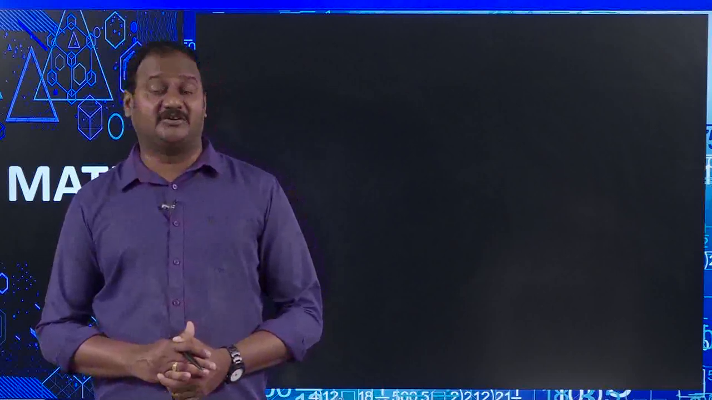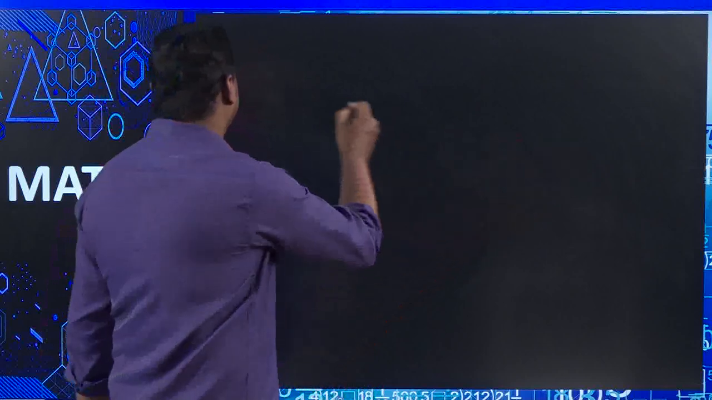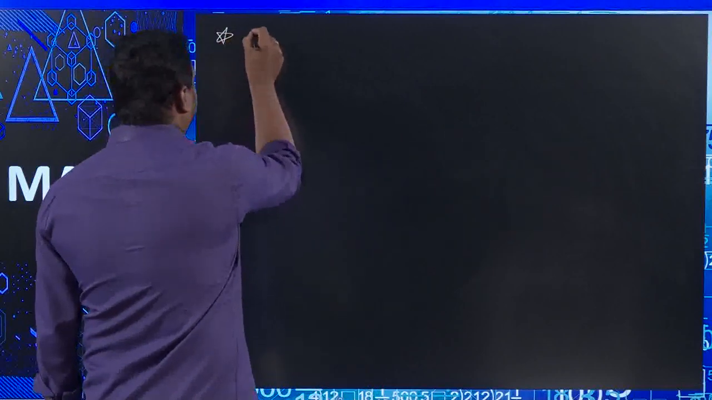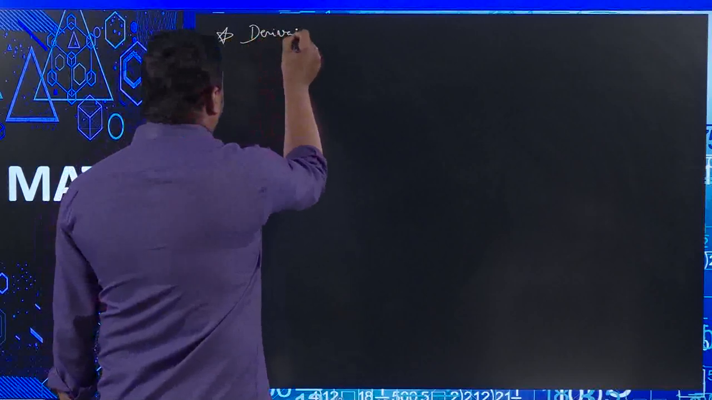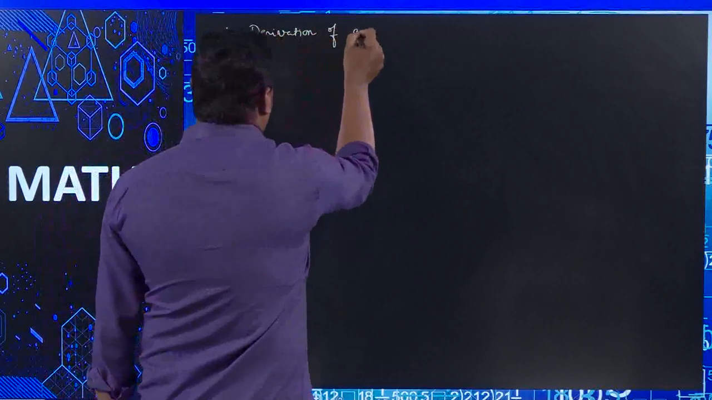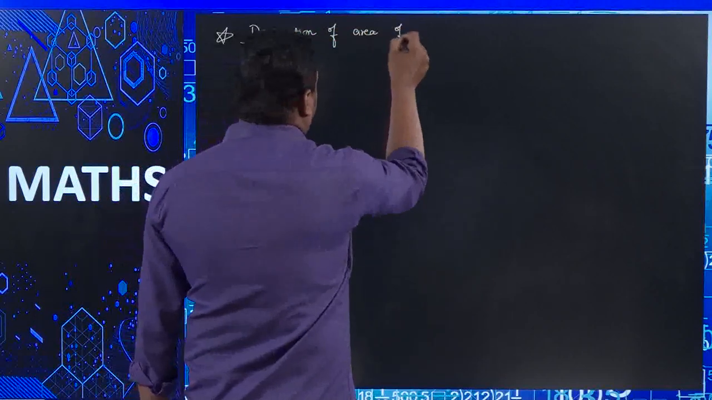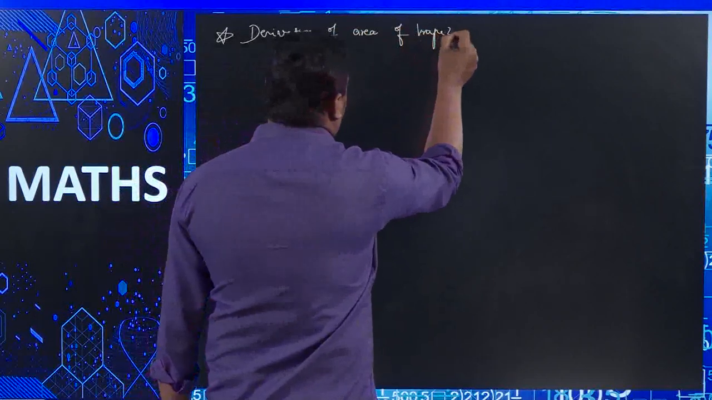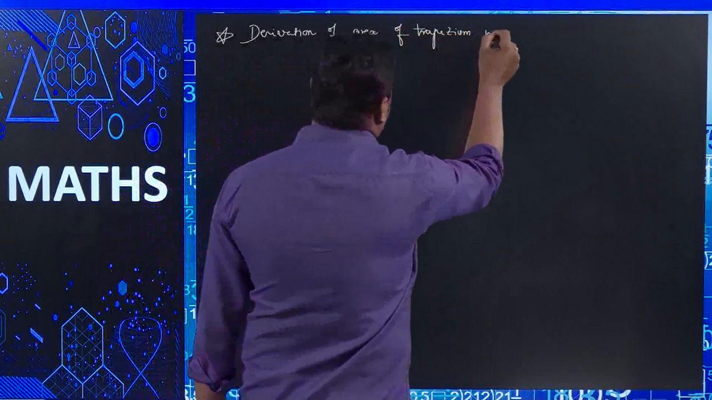In this module we are going to discuss something very important and interesting, maybe not available in your books, that is when four sides of a trapezium are given, then how to find the area and what is the formula for area of the trapezium when two parallel sides as well as two non-parallel sides are given, right? This is what we are going to discuss, the derivation of area of trapezium when all the four sides are given.